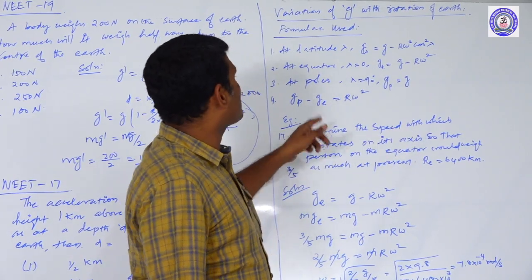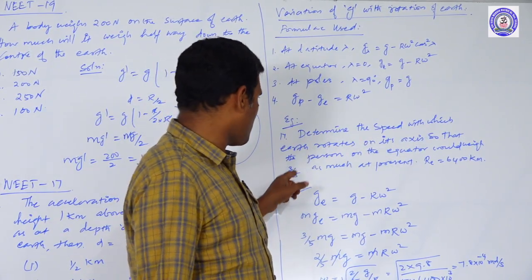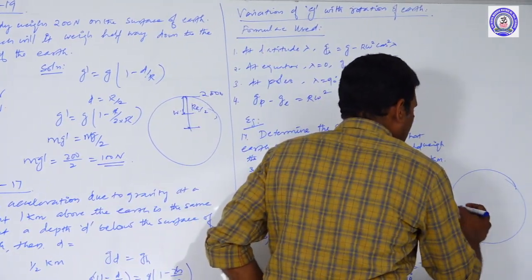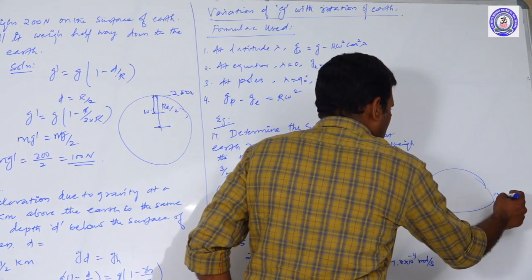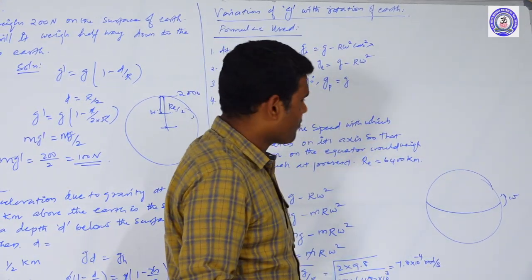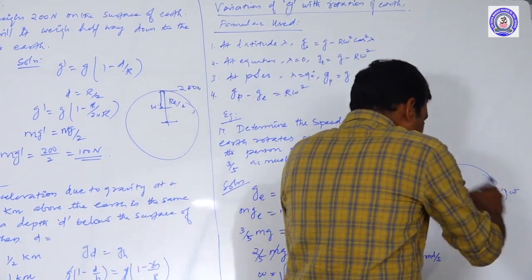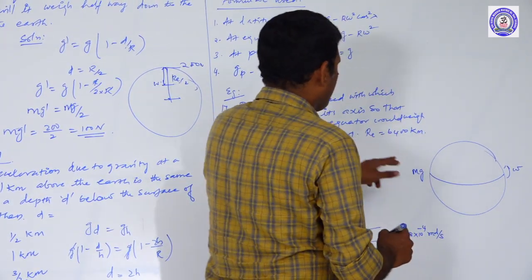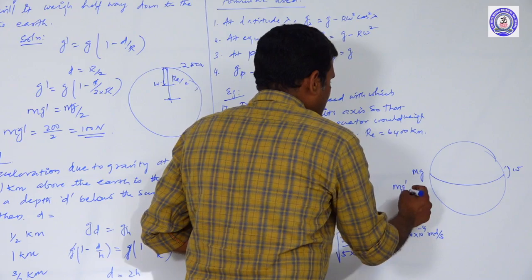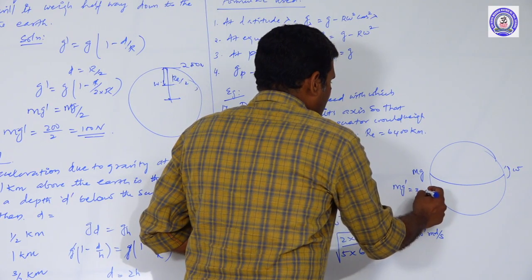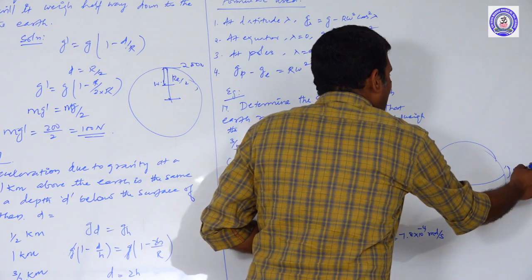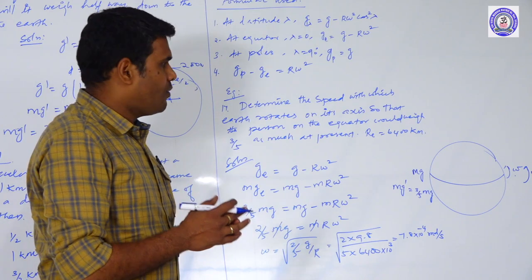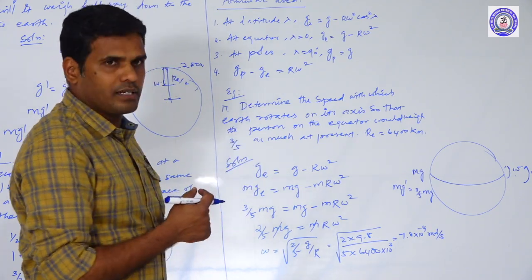Determine the speed with which the Earth rotates on its axis so that a person on the equator will weigh 3/5 as much as at present. If the Earth is considered, this is the equator, moving with the angular velocity omega. With this angular velocity, the man is weighing some value, let us say mg. If the new weight must be equal to 3/5 of mg, then what should be the angular velocity with which the Earth must rotate? This is the question.